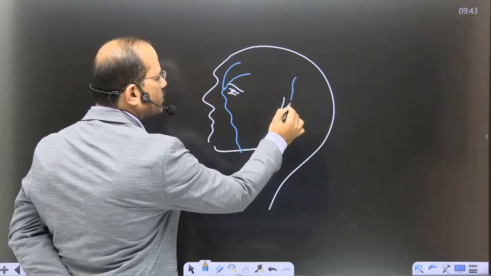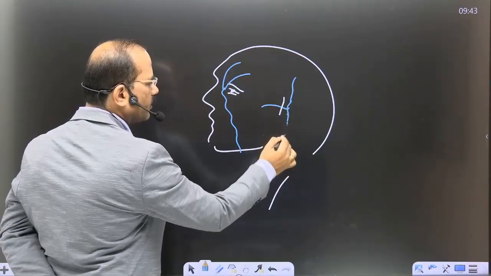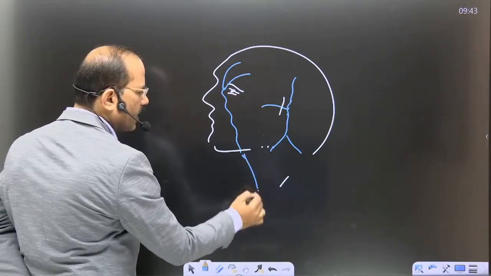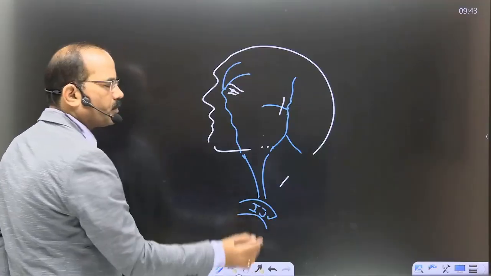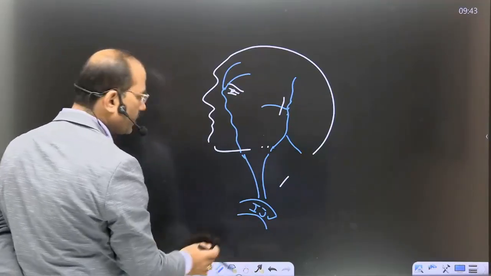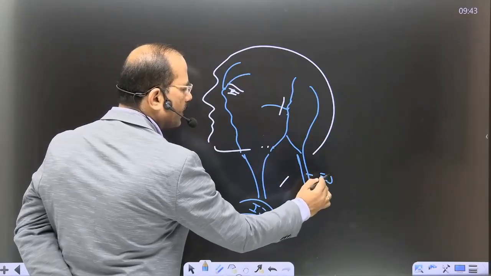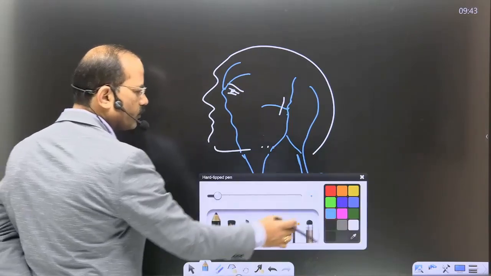That's a superficial temporal, that's a maxillary, that's a retromandibular, anterior posterior division, joining with facial to form the common facial vein, and this common facial vein drains into internal jugular vein. The posterior division of retromandibular vein joining with a vein coming from behind the ear, that's the external jugular vein, and this external jugular vein drains into the subclavian vein. Clear to all of you?